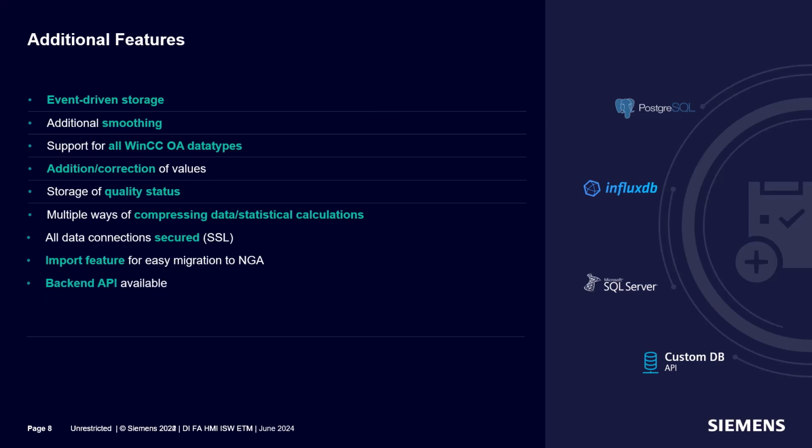A backend API is available to facilitate communication between the NextGen Archiver NGA and various database backends such as InfluxDB, PostgreSQL, and Microsoft SQL Server. Database schemas are documented in our WinCC OA online documentation at winccoa.com/documentation.